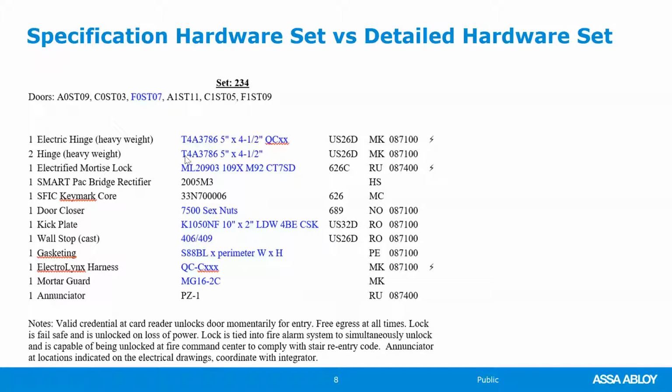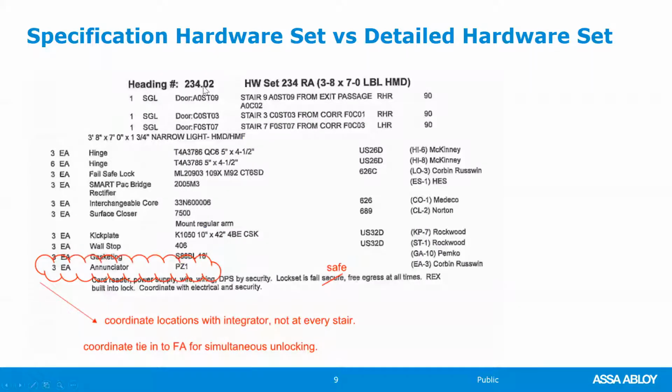We noticed that we had hardware set 234 and we had 6 doors. But when we look at the detailed hardware set, this is hardware set 234.02. The doors are 3'8" wide by 7 foot, and they're hollow metal doors by hollow metal frames, 1 3/4 thick with a narrow light. This gives the exact door number and the location, the handing, the degree of opening, and then the full quantity of hardware based on the number of doors in this hardware set.